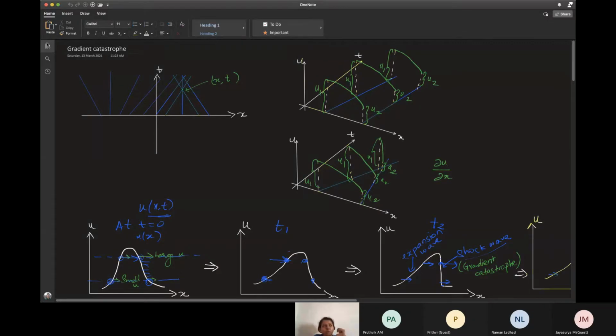Last time we stopped with showing gradient catastrophe and how solutions can be found before gradient catastrophe occurs. So I'll give you a summary of what we have talked earlier. So we started with the PDE.